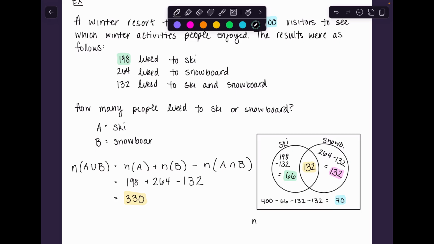But now the number of people that like to ski or snowboard is going to be the 66 that just like to ski, the 132 that like both, and then the 132 that just like to snowboard. And in the end, you end up with the same answer. 330 people like to ski or snowboard. So it results in the same thing. So either way, it's perfectly fine to do these problems. Again, this is really helpful for later sections when you have to answer more questions.